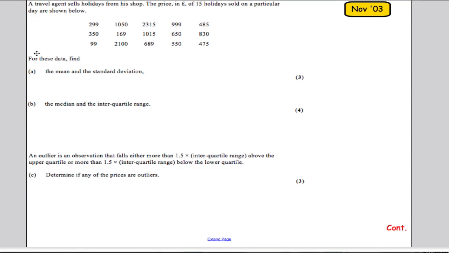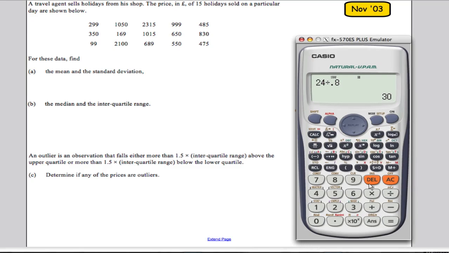Next question. A travel agent sells holidays from his shop. The price in pounds of 15 holidays sold on a particular day is shown. Find the mean and standard deviation. So another opportunity to use our calculator. Because it's just values without any frequencies, I'm going to turn off the frequencies. So frequencies are off. Stat mode, single variable, and let's put in our values.